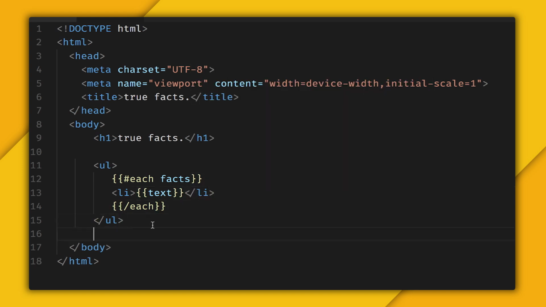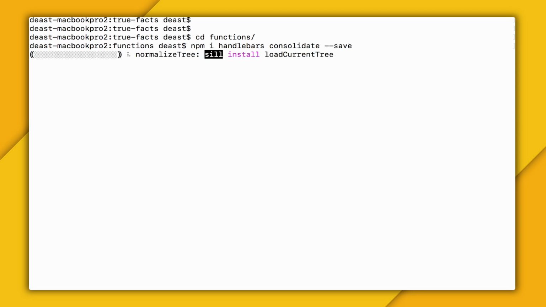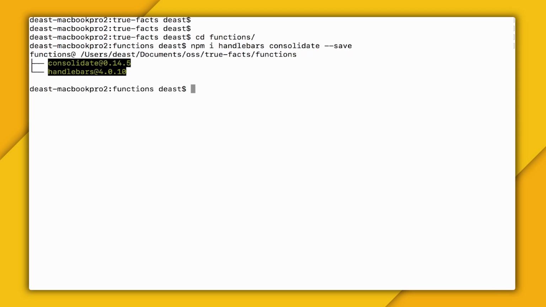So now that I have the server template, I actually need to go and install my handlebars dependency and then set up my view engine. So here in the command line, what I can do is cd into my functions folder, and I'm going to do npm i handlebars, and then also a library called consolidate, which contains all of the Express view engines. Now that they're installed, I'll go back to my code editor.